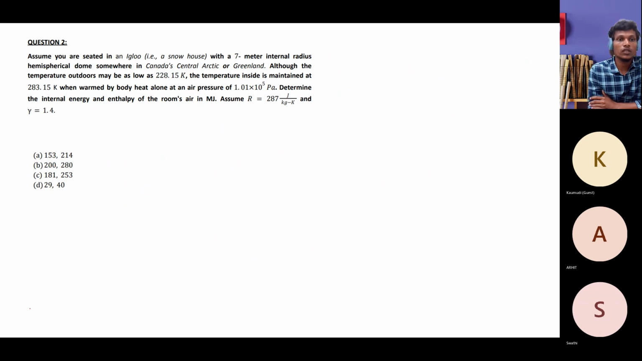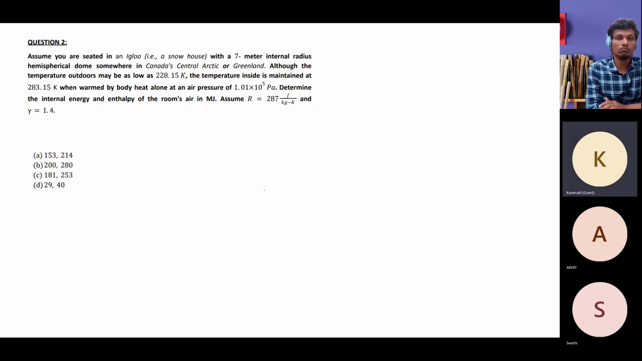Kaumudi or Arihit, you just let me know whether this question is also repeated. No, sir. Okay. If this question is not repeated, let me pause this.